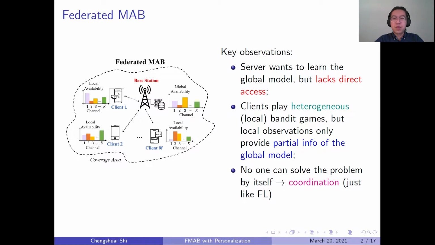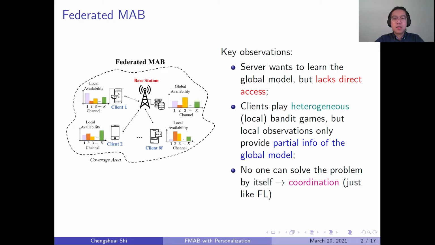Taking the cognitive radio system in the figure as an example, the base station, which is the server here, wants to learn the global channel availability over the entire covered area for control signal broadcasting. But it is fixed at one location and thus cannot directly measure the desired global channel availability. On the other hand, clients have heterogeneous local bandit games, and they can directly interact with the local bandit games and collect local observations. With the cognitive radio system as an example again, local clients, which are local devices here, are at different geographic locations and they face different local channel availabilities, and they can collect statistics of this channel by communicating over them.